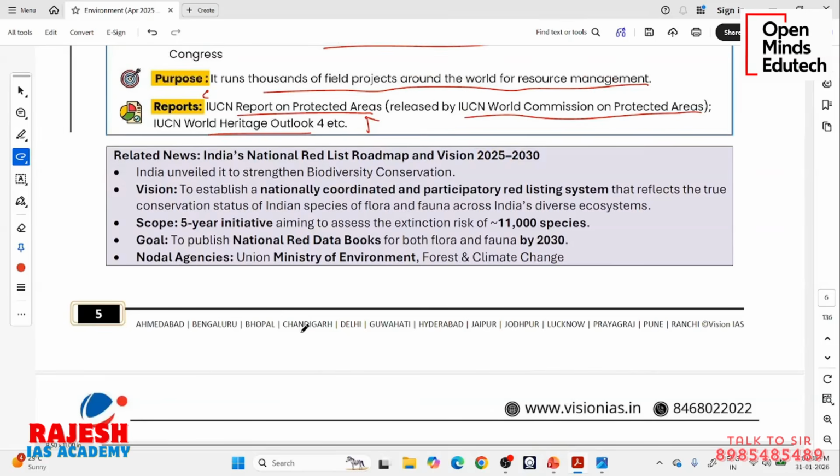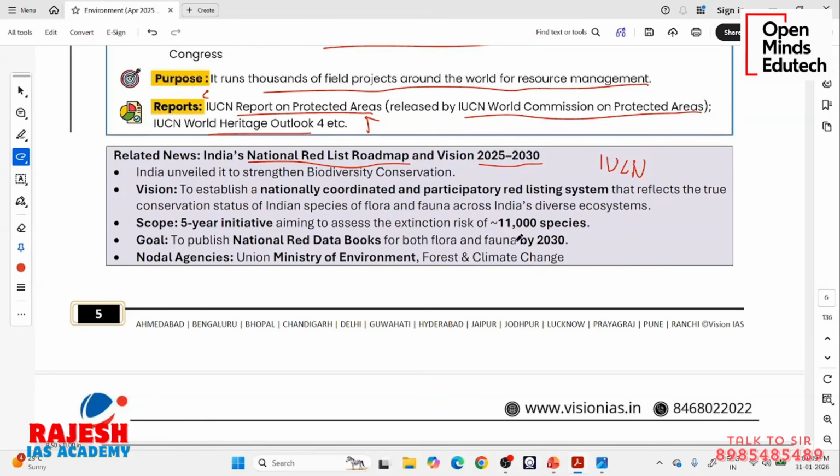Similar to the IUCN red list. Now I told you IUCN is releasing this red list. In a similar way, India is also preparing its own national red list roadmap. We have a vision for this period 2025 to 2030. For this 5-year period, we also want to prepare our own red list for all the species in India.